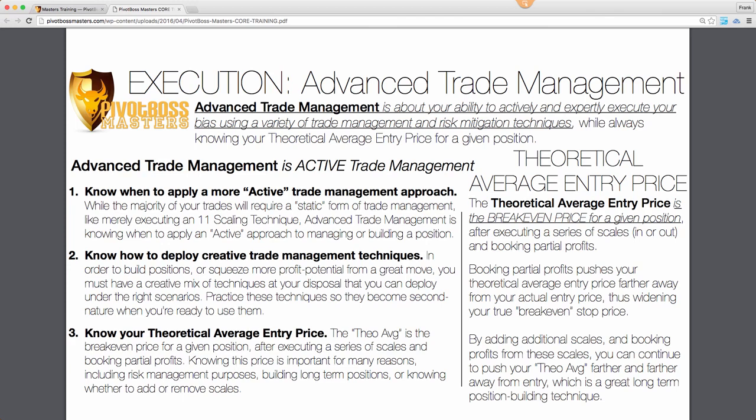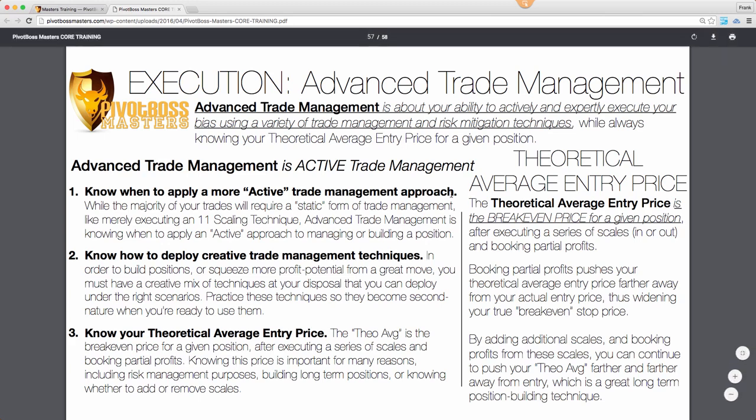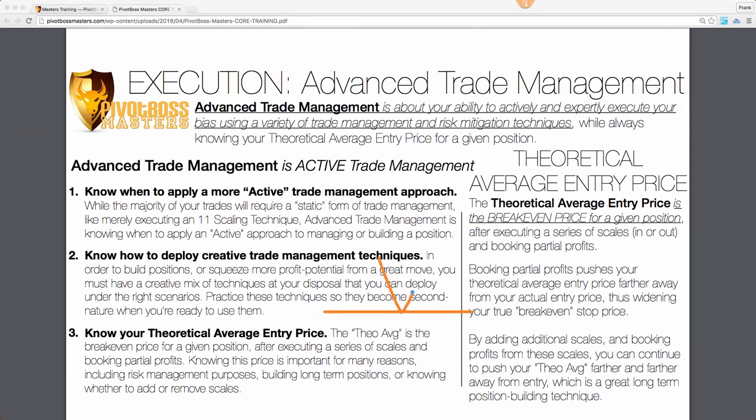So theoretical average entry price is nothing more than the break-even price for a given position, but after a series of scales that have been executed to book partial profits. So again, if I were to demonstrate this really quickly here, say you have a level right here, and you bounce off this level, okay? And say you get in on a retest. This is your entry. And then say you have a stop right here. There's your stop. And you're risking, say, 2 points. So that's a 2-point stop right there.